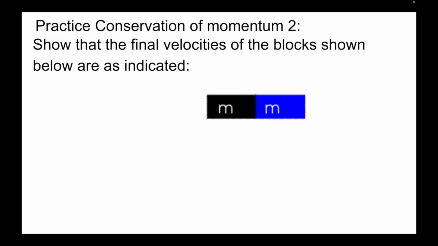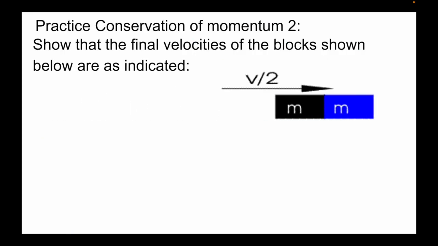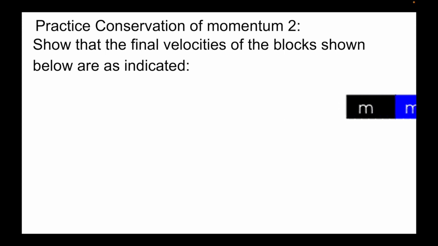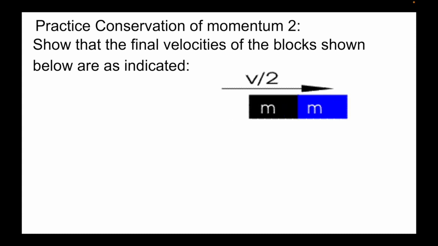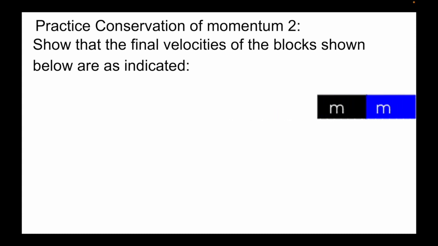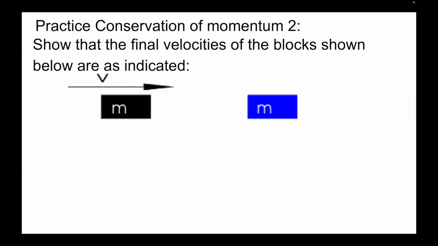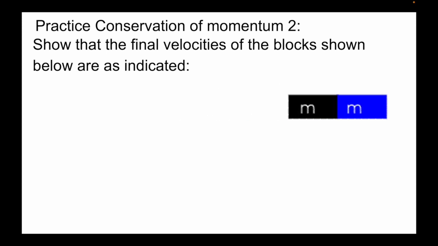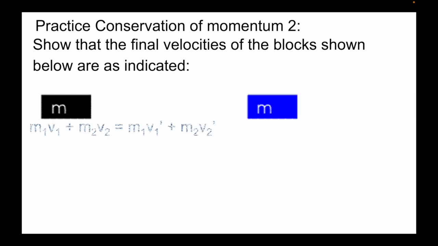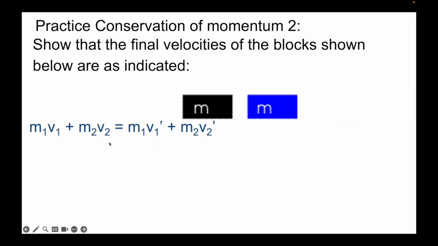You can also look at a practice problem like this where it says show that the final velocities of the blocks shown below are as indicated. In other words, in the beginning, the black mass has a speed of v, and when they combine together it has a speed of half v. Can we do that? Well, we can use our same formula here.